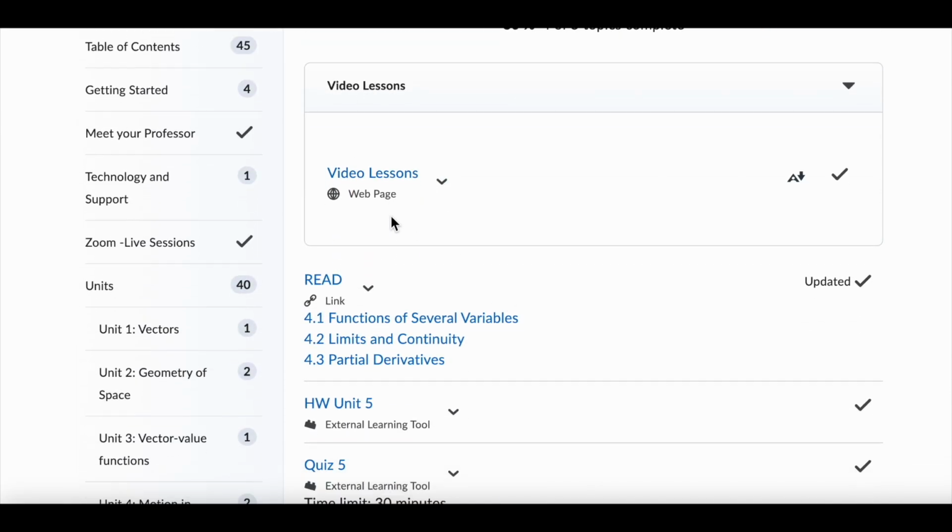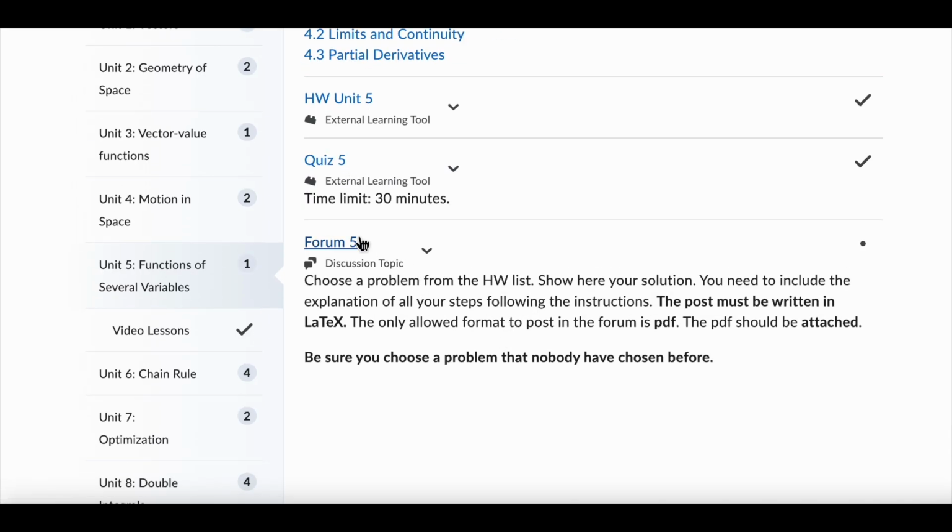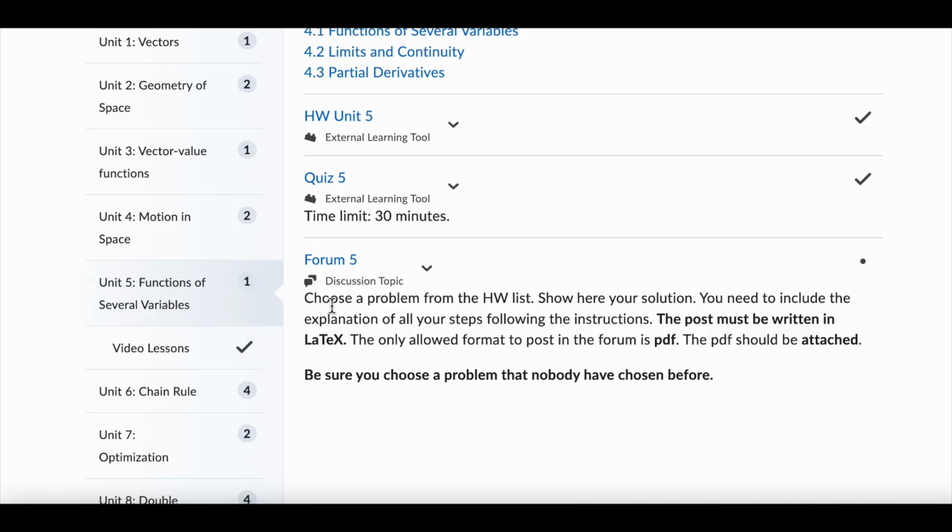So watching videos, reading the book, doing the homework, doing the quiz, and the most important assignment in an online class is the forum. So for the forum, what you need to do is to choose a problem from the homework list. So you have done your homework, all the list of the problems that I showed you before. So you have worked all the homework problems. Well, each week you have to choose one of them, one homework problem that you want to show how you solve it. And so for the forum assignment, you need to write a paper.